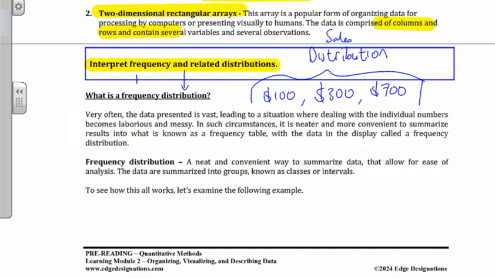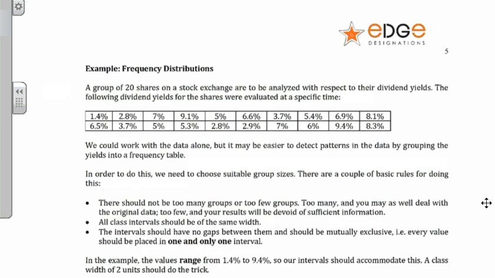A frequency distribution is really just taking that same distribution of whatever it is, and now we're going to put it into a nice frequency. Frequency is just a different way to summarize it and to present it. Let's go to our page over here, have a look.